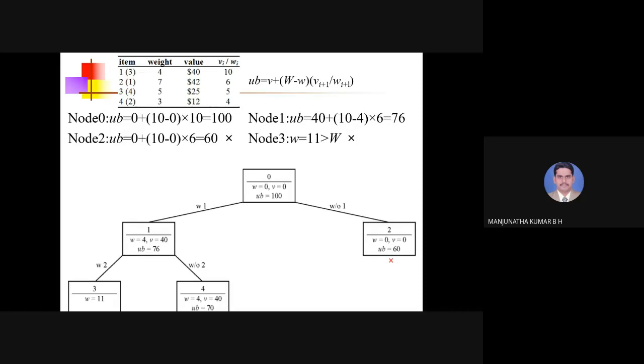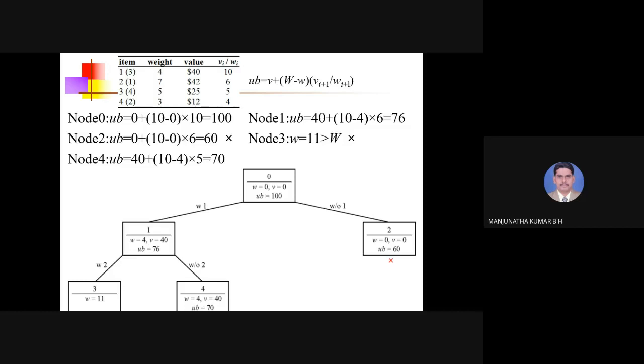If I go without the second item, what are my W and V values? W and V values remain as the node 1 values only. W is 4 only, V is 40 only. Just the upper bound value is changed now. How is the upper bound value of node 4 calculated? Again using the same previous formula. Now, let me explain the upper bound calculation for node 4.